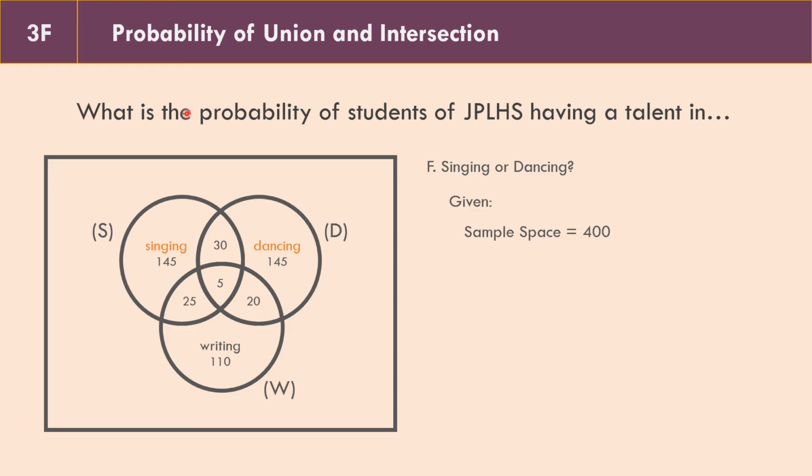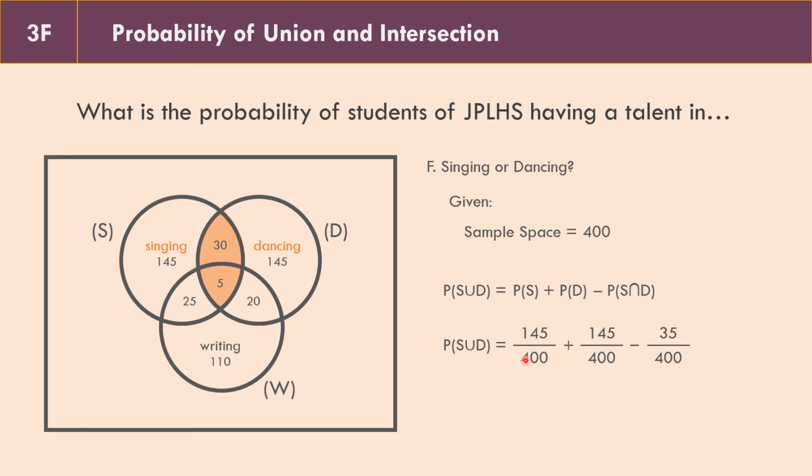How about letter F? What is the probability of students of JPLHS having a talent in singing or dancing? The sample space is equal to 400. So let us get now the probability of singing or dancing. So that is equal to probability of singing plus probability of dancing minus the intersection of singing and then dancing. The probability of singing is equal to 145 over the total number of possible outcomes, that is equal to 400, plus the dancing, that is 145 over 400, total number of event outcomes, minus the intersection of singing and dancing, 30 plus 5, that is equal to 35.